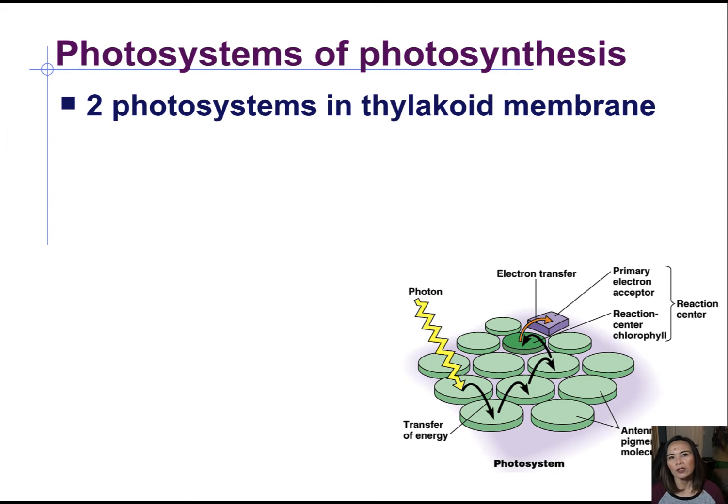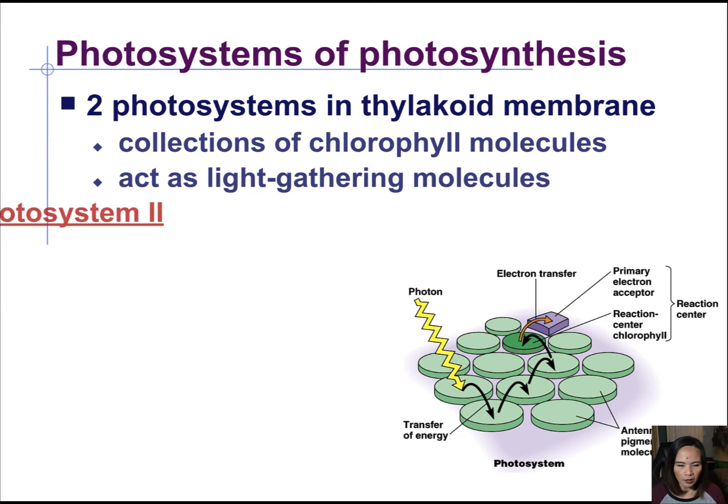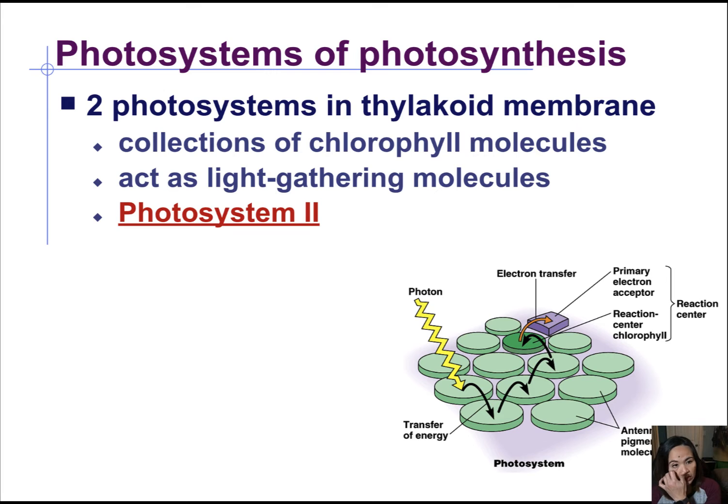Now, photons are usually the ones absorbed by these clusters of pigment molecules in the thylakoid. And when any molecule absorbs a photon, it is transmitted from molecule to molecule until it reaches a particular chlorophyll, which is, of course, the reaction center. Okay, so let's take a look at photosystem 2 and photosystem 1.